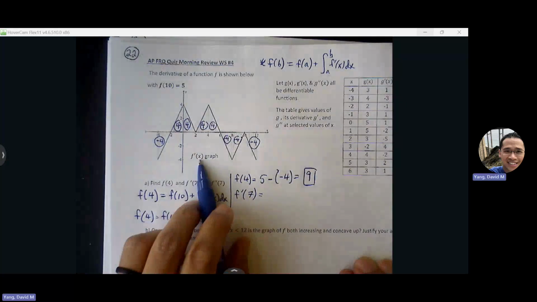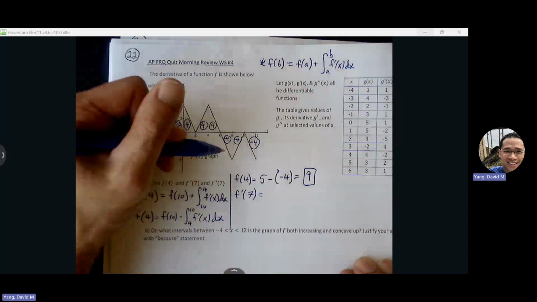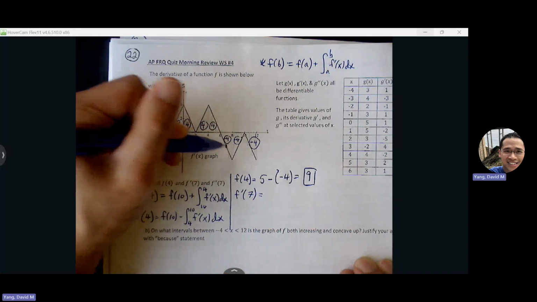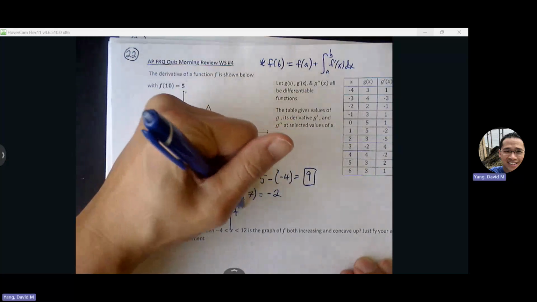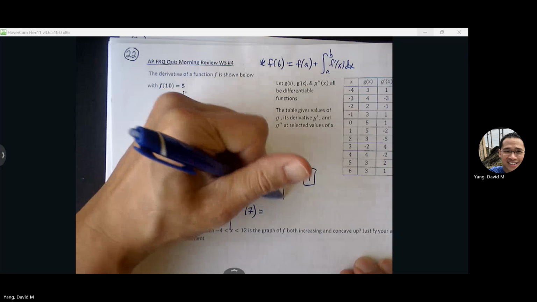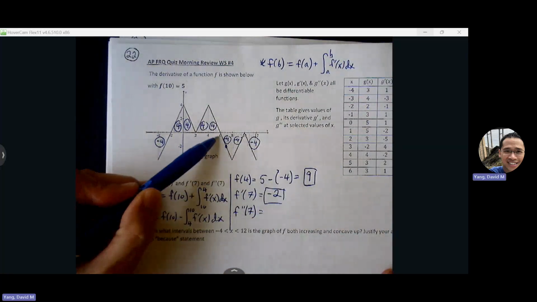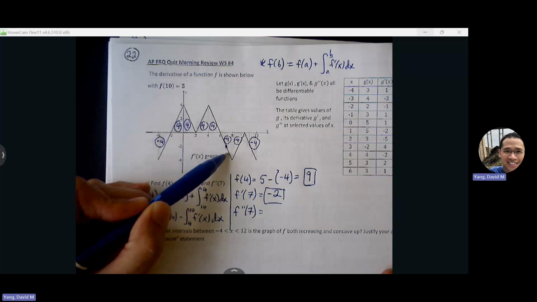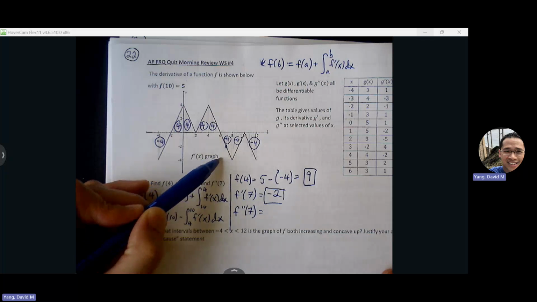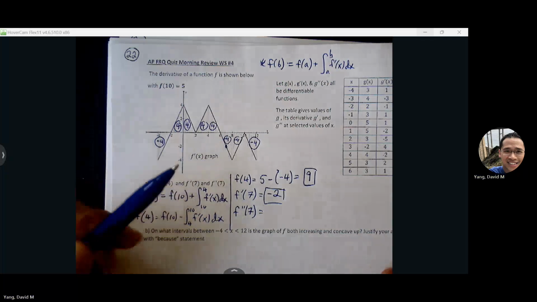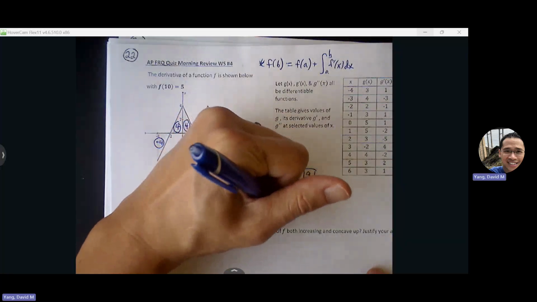F prime of 7. This is the f prime graph, so f prime of 7 is just the ordered pair, this point here. So that's a -2 ordered pair. F double prime of 7 would just be asking for the slope of the f prime at that point. So we just pick two points on this line segment: down 4 over 2, or -2, slope of -2.